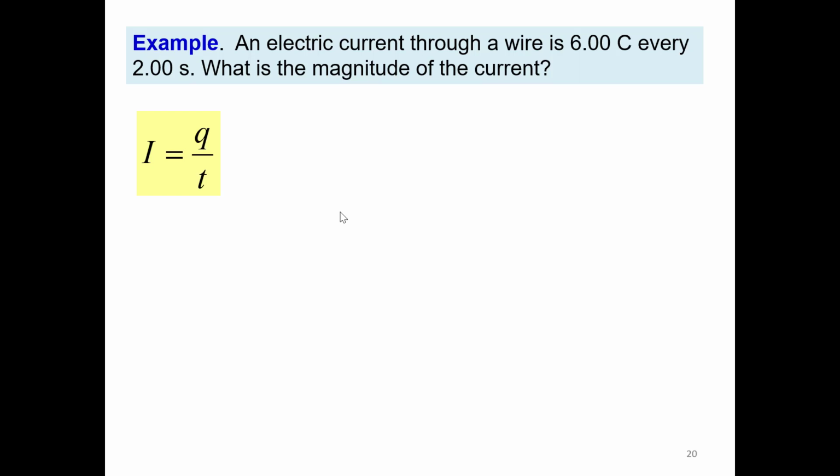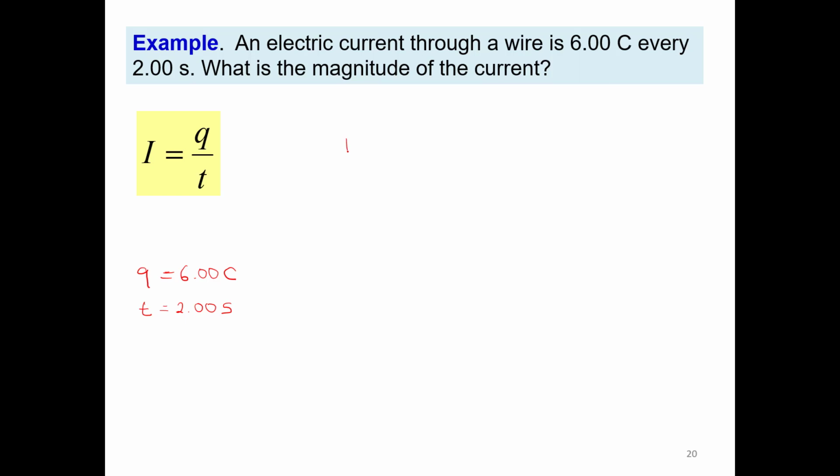Then in this example, we have an electric current through a wire, and the amount is 6 coulombs. By the units, we know this corresponds to the charge. Then we have the Q value, let me write here, Q equals 6.00 coulombs every 2 seconds, so the time is 2 seconds. Then what is the magnitude of the current?